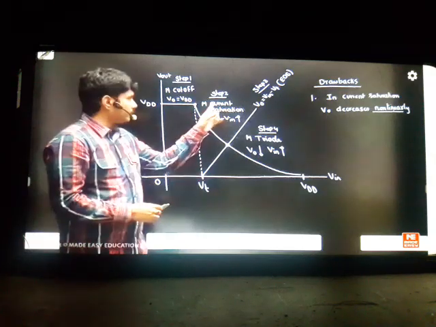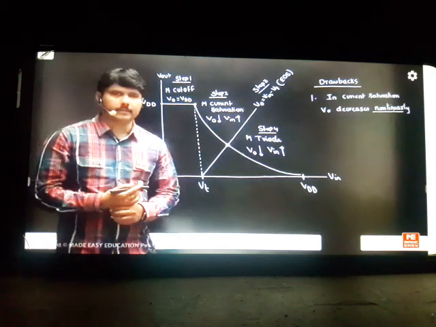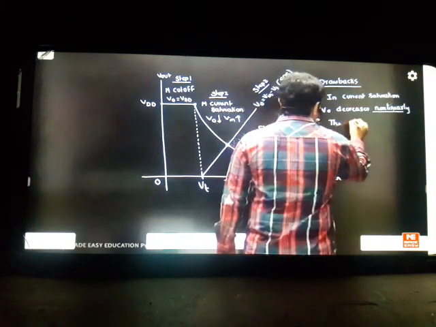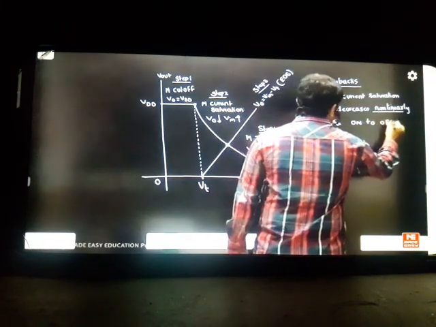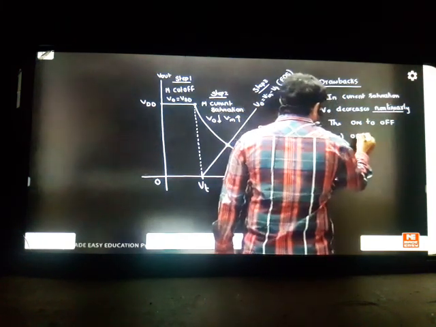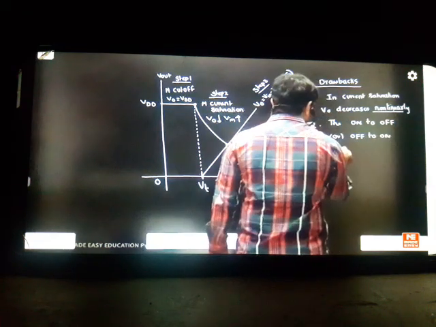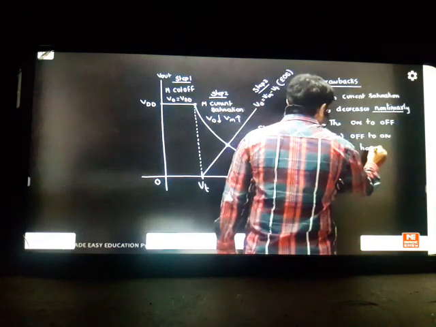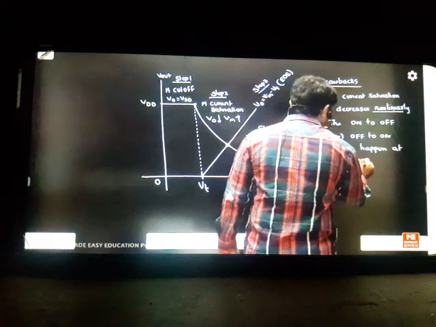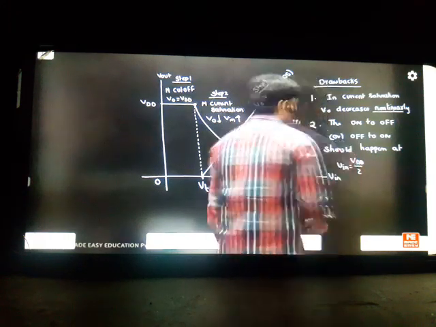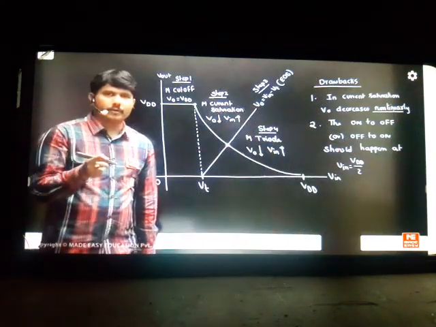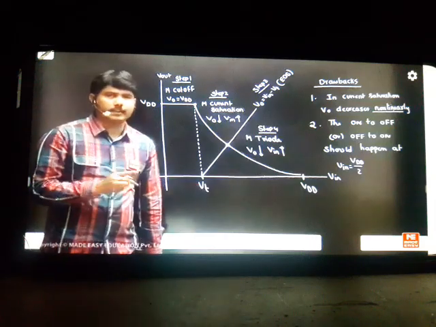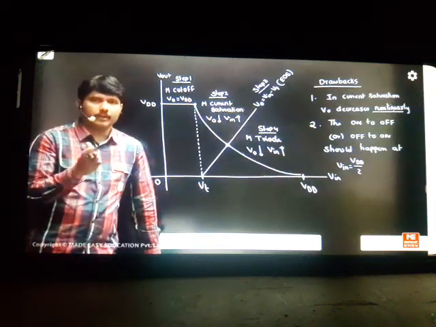Because in the ideal inverter I have shown you, we fall vertically from on to off, or off to on, without spending time in the active region. This is one drawback. And the transition, on to off or off to on, should happen at VDD by 2, when the input is at VDD by 2. This is also not happening. When you want to go from on to off or off to on, the switch should exactly be at the center, where the transition takes place.